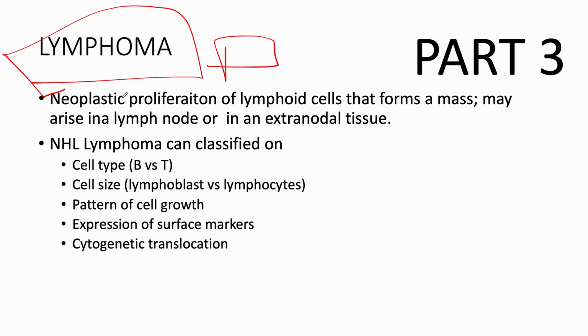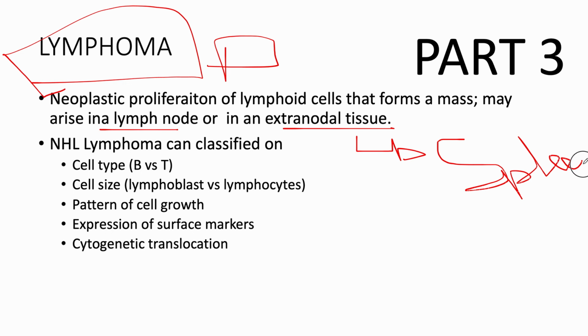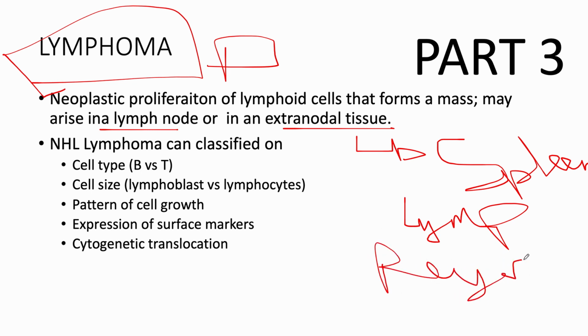Neoplastic proliferation of lymphoid cells that form a mass may arise in the lymph node or any extranodal tissue. What's that? Can you give me an example? So spleen is one of them. Possibly some sort of lymphoid tissue in our pharynx, so I'll put a P as in pharynx. Peyer's patches is a good shout. Maybe the liver. I'm not sure if the liver has lymphoid tissue, but maybe.